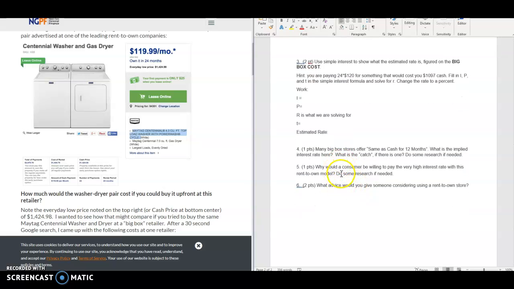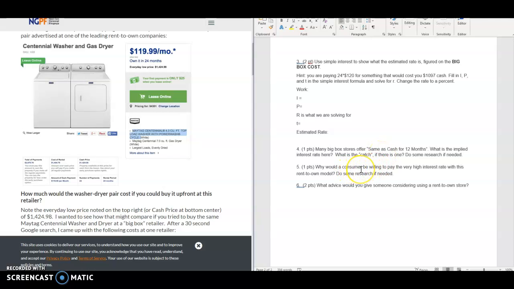Numbers 4, 5, and 6 are some discussion questions. Is there a catch when it comes to big box stores? You'll see Best Buy will say, same as cash for 12 months. What happens if you don't pay that? What happens after the 12 months? Do you have to make minimum payments? You might have to do some research there.